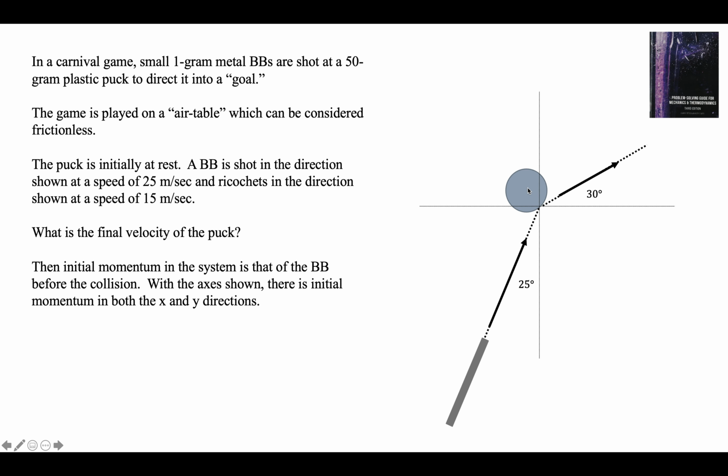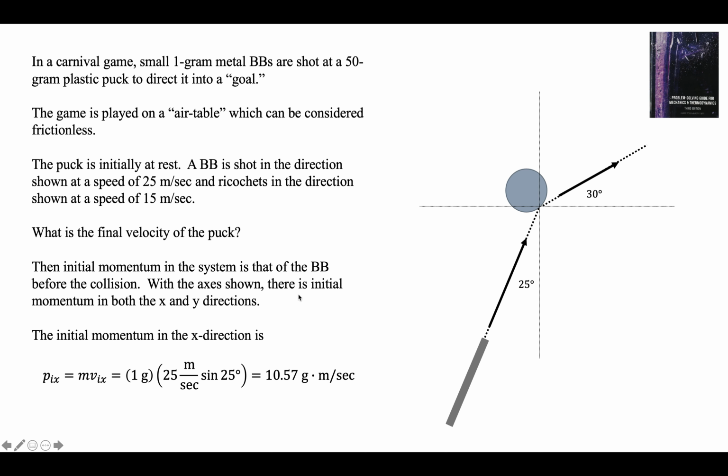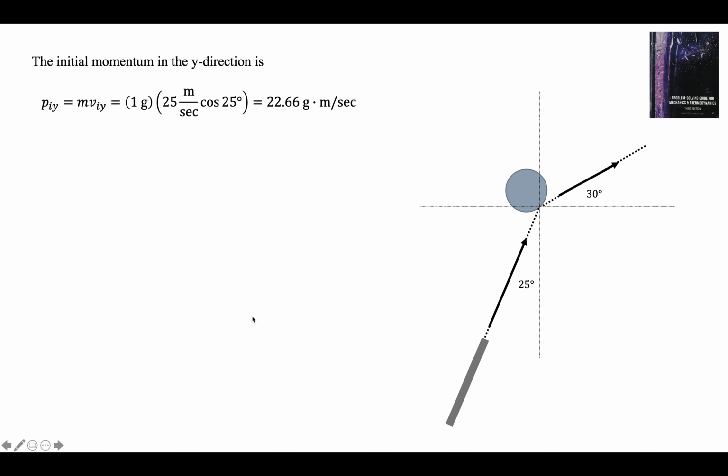The puck's at rest. So with the axis shown, the x-axis horizontal, the y-axis vertical, this initial momentum has a component that's horizontal, right here, and one that's vertical, right here. And we can calculate them. The initial momentum in the x direction, the mass is 1 gram, 25 meters per second sine 25. This is opposite the 25-degree angle. This part right here, we get 10.57 gram meters per second. In the y direction, we use cosine, that's the adjacent side, and we get 22.66 gram meters per second. That's the initial momentum in the system.